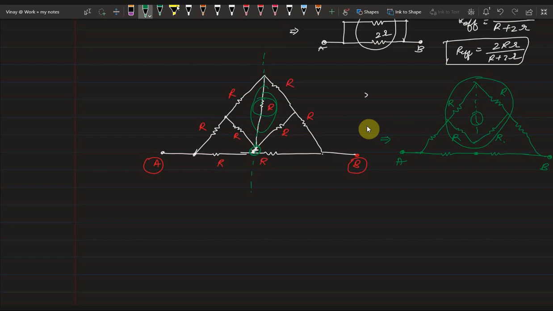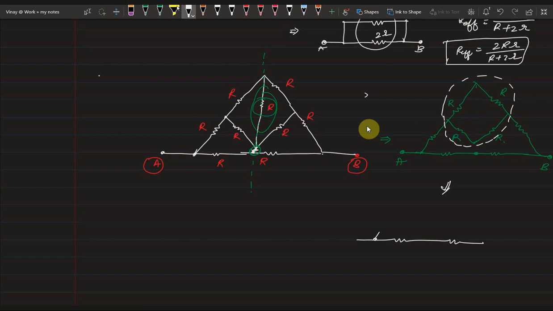Wheatstone Bridge. That's it. Now I give you one more shortcut. In a Wheatstone bridge, if all the resistors are the same, what is the effective resistance? R. So instead of this entire circuit, what can we substitute? R.